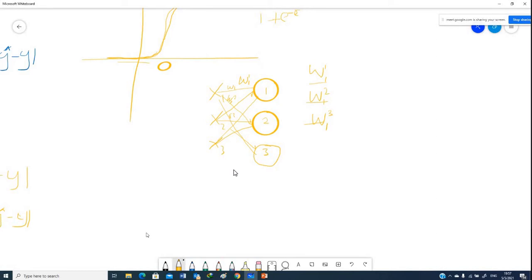Is that making sense? Yes, now it's making sense. Even if it looks like a mesh network, the associated weights are different, even though the inputs are the same. Does that answer your question now? Yes, it does.